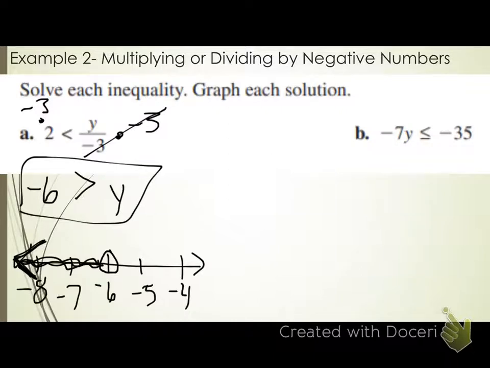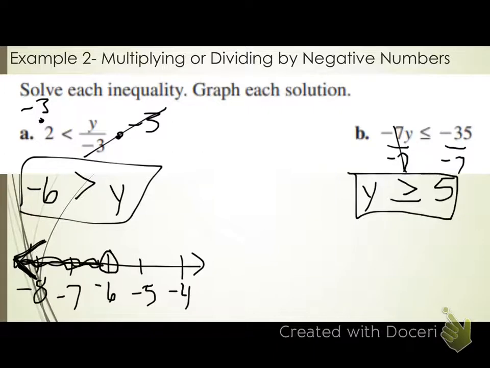Okay, letter B. What do I need to do to get y by itself? Divide by negative 7 on both sides. Negative 35 divided by negative 7, positive 5. Does my inequality symbol flip or stay the same? Flips because I divided both sides by the same negative number. Questions on that? Any questions? We getting it?